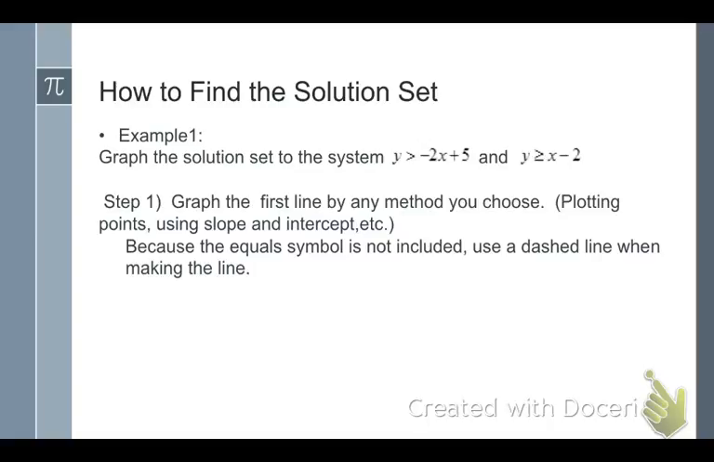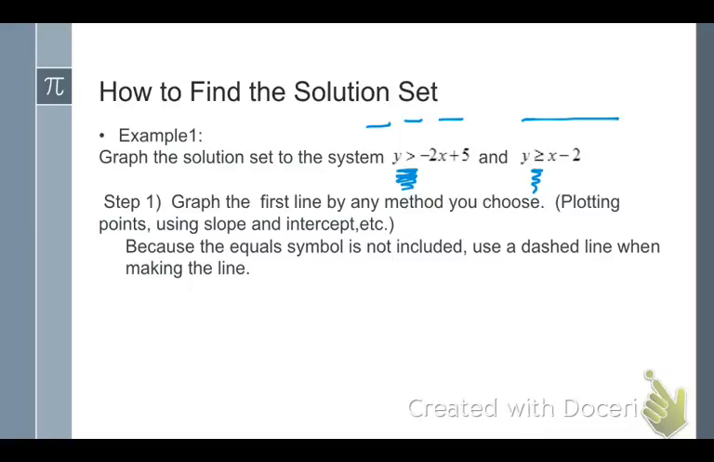So, to find the solution set, here's an example. What you notice is we do not have equal signs, we have a greater than sign, and then a greater than or equal sign. You have to remember that when you're graphing inequalities with lines, if you have no equal sign, if it's just a greater than sign, you use a dashed line. If you have the equal sign, use a solid line. You're going to apply that to this also.